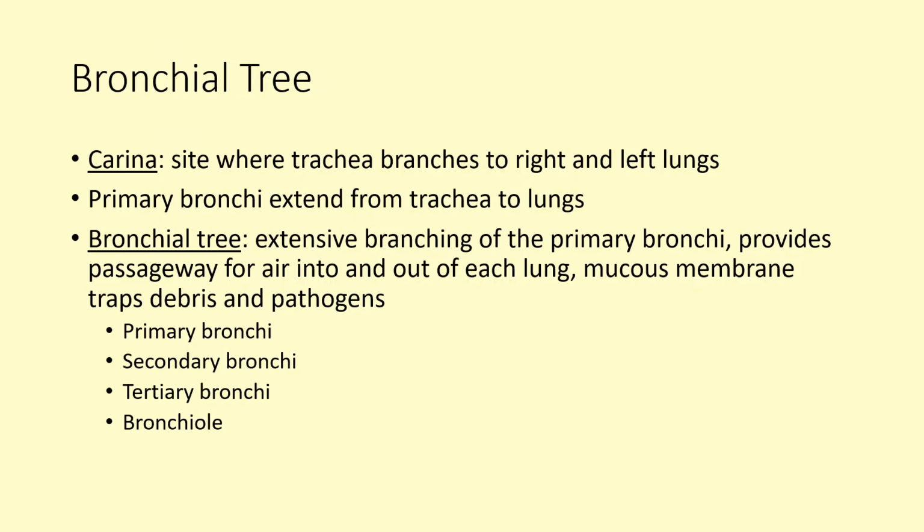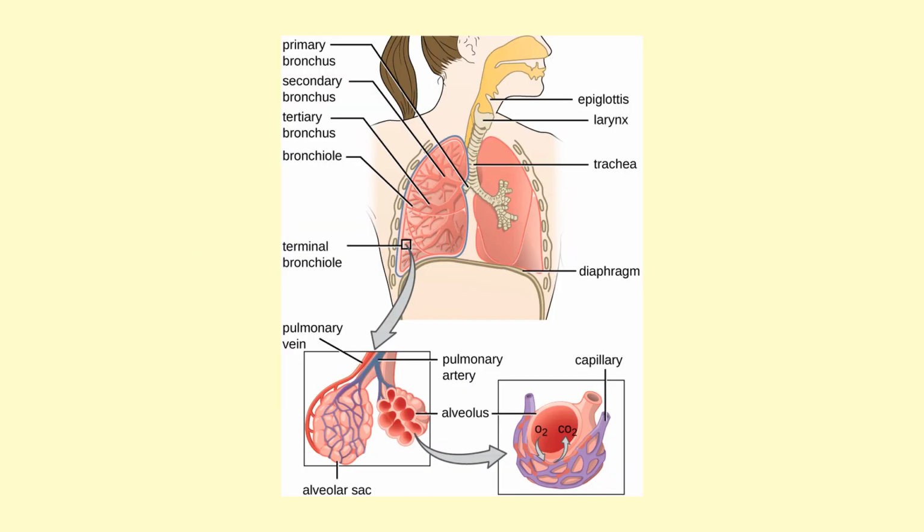The bronchial tree, as I just said, the carina is the site where that trachea branches. The primary bronchi are those first branches, if you will. They extend from the trachea to the lungs. Once in the lungs, you have extensive branching, and that's so you can get the maximum amount of air in and out of each lung. You're going to have mucous membranes that are producing mucus that help to trap debris, trying to prevent pathogens once again from entering. So you have the primary bronchi, then it branches to the secondary bronchi, which then branches to the tertiary bronchi, which branch to the bronchioles. Each one is getting smaller and smaller in diameter, but more numerous too.